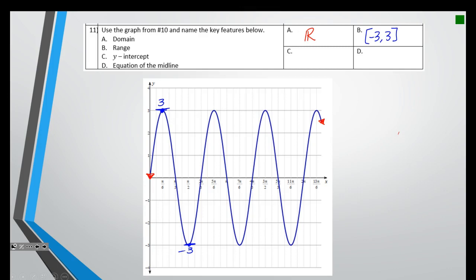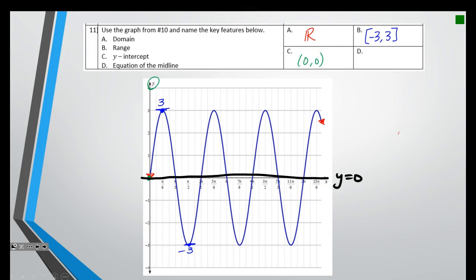There is one y-intercept. This is your y-axis, your vertical axis. The only time this graph crosses the y-axis is right here at 0, 0. So that would be your y-intercept. And then we already talked about part D on the previous slide, so I'll write it in again. Your midline is at y equals 0.